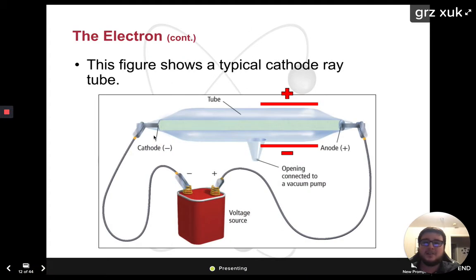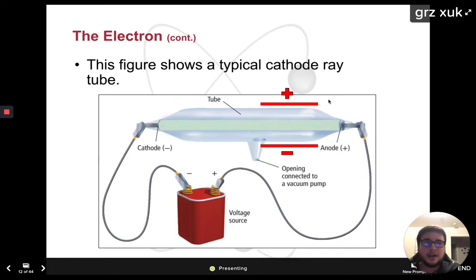Here's a picture of what a typical cathode ray setup looks like. So you've got a long tube, and on either end here, you have a cathode and an anode, and you can hook up a power source to those two ends. So like here's a battery, you hook it up to one end, and then you hook up the other terminal to the other end, and it creates a flow of electricity. And that flow of electricity, those electrons can travel through the tube, and they generate a beam of light. That beam of light is called a cathode ray.